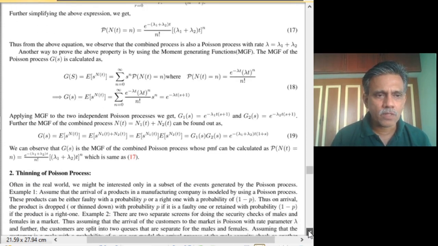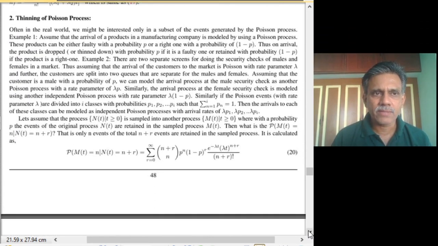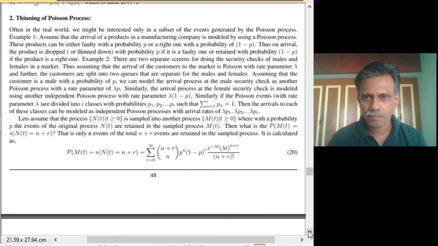Then we will talk about what is called thinning of a Poisson process. Now, in the previous theorem, we looked at two Poisson processes being summed. Now we will talk about splitting of a given Poisson process into two Poisson processes. That is, you have one Poisson arrival process, but based on some criteria, we will fork the arrivals and create new streams of events.